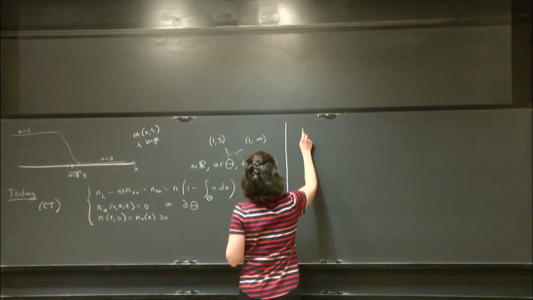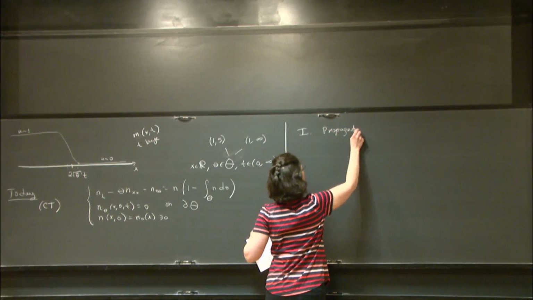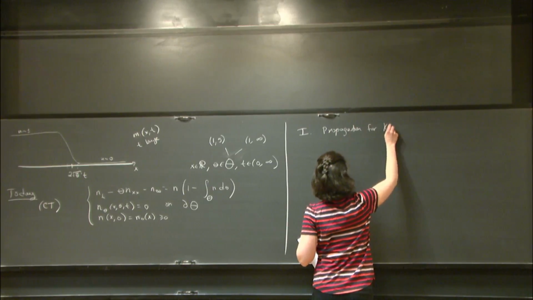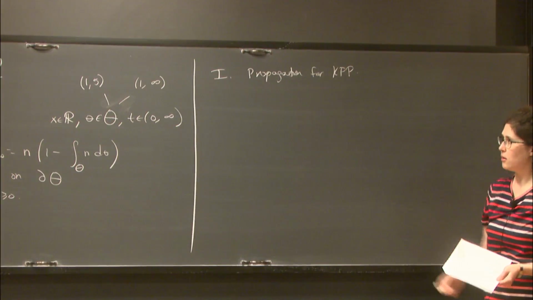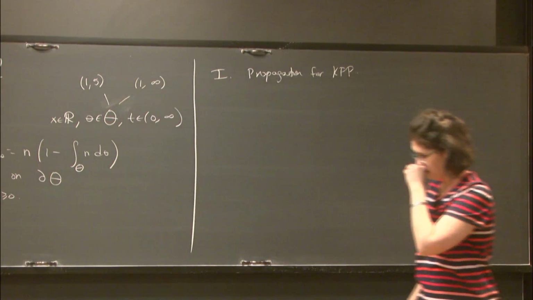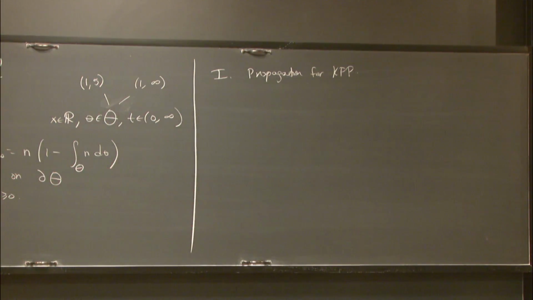Okay, so part 1 is propagation for KPP. In the proof in the 1937 works, first a traveling wave solution is constructed, and then the comparison principle is used to trap your initial data under the solution, and that gives you the upper bound on the rate of spreading. Now that certainly is not going to work here because there's no comparison principle.